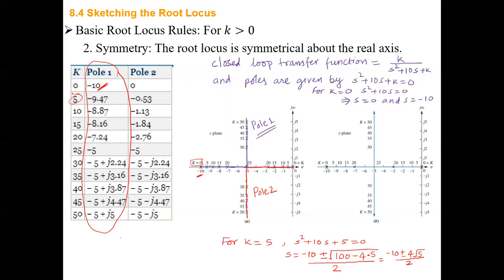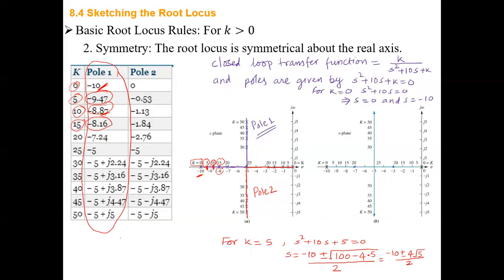And k equals 5. Now k equals 0 is done, k equals 5. What is the value of the pole? Negative 9.47. This is 9. Negative 9.4 would be here, right? Then k equals 10. What is the value of the pole? This is 8.87, so this is almost 9, right? That's why we have it right there. Then 15, 8.16, right here.